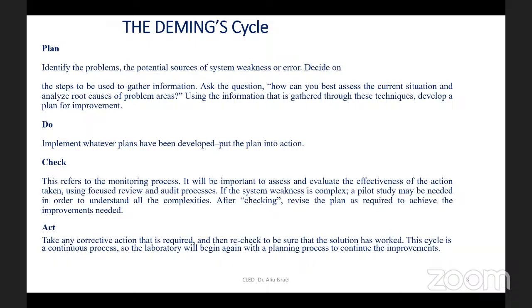Remember that continuous improvement is not a destination, it's a journey. So at every point in time, in every organization, in every department, in every unit, there must be a focused area of improvement. In other words, there must be continuous improvement. Without continuous improvement, your quality is going to stay stagnant.